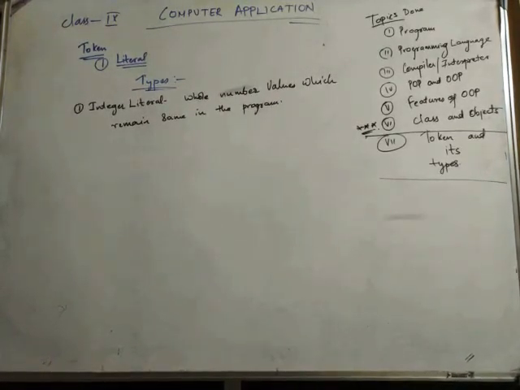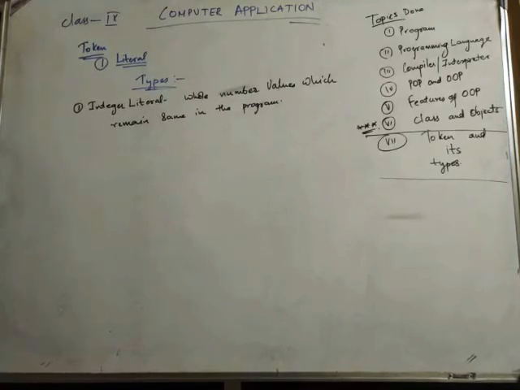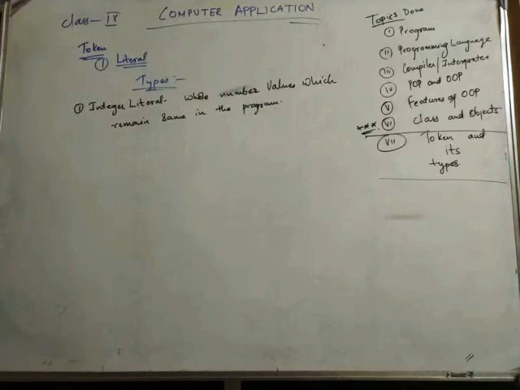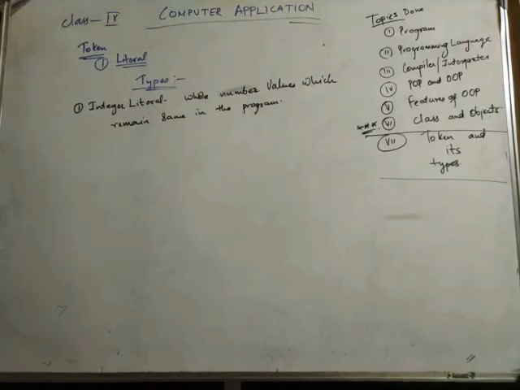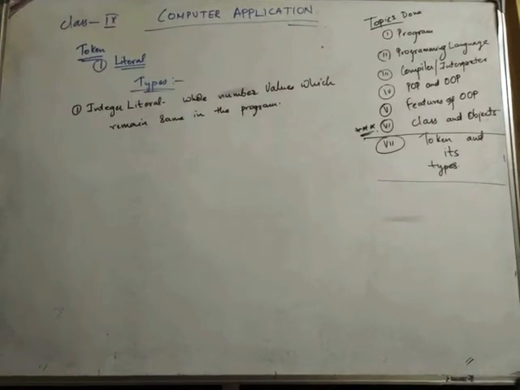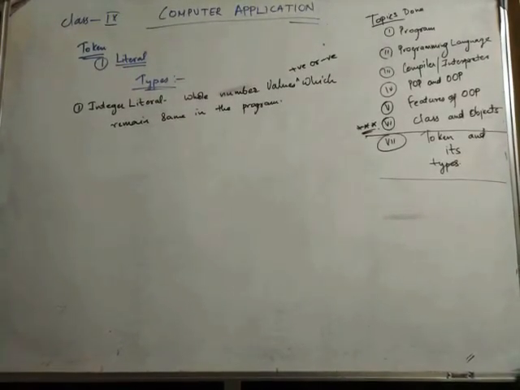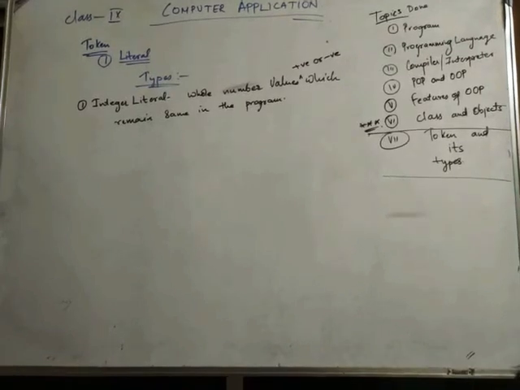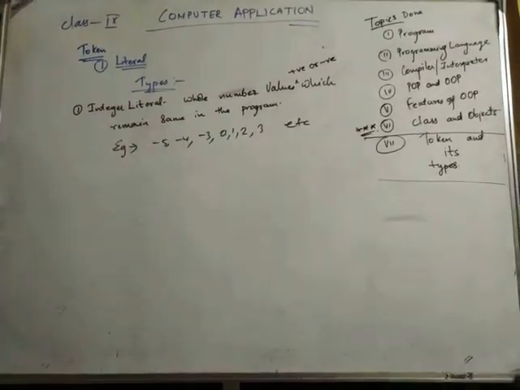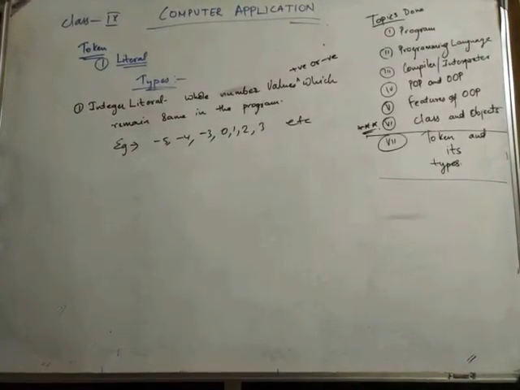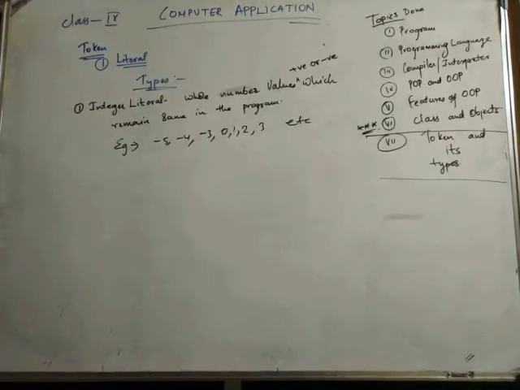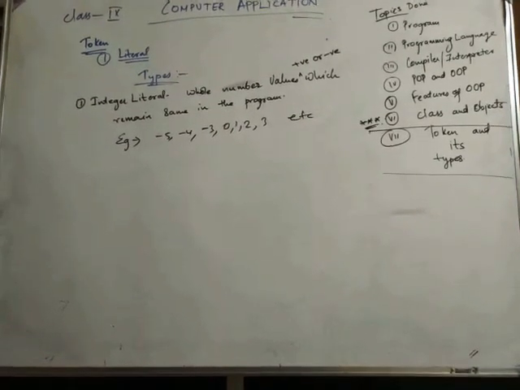Now the example will be what? Whole number, you know what a whole number is? 0, 1, 2, 3. Whole number values, positive or negative, you have to add up. So whole number values, positive or negative, which remain same in the program are called integer literal. All these are examples of your integer literal. Clear all of you? The next one is your floating type literal, also called real literal.